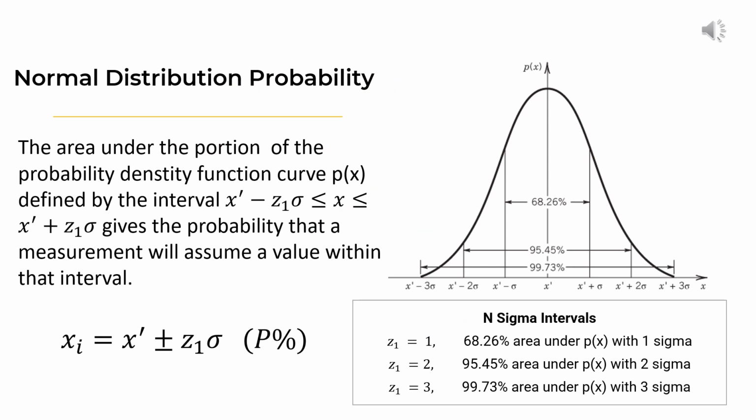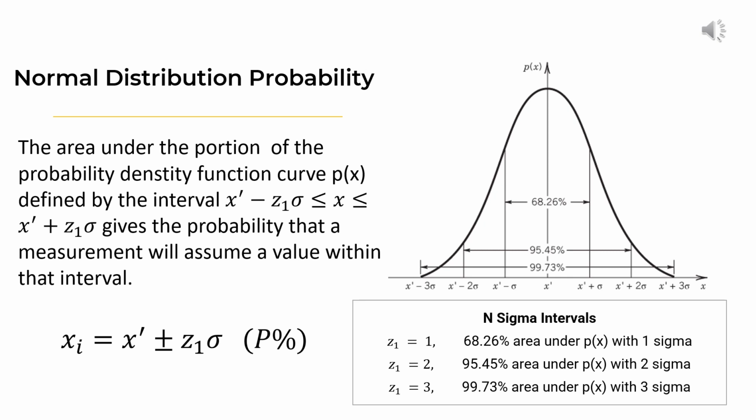The normal distribution parameters, mean and standard deviation, are associated with the probability of a population. The area under the portion of the probability density curve p(x), defined by the interval x prime minus z1 sigma is less than or equal to x is less than or equal to x prime plus z1 sigma, gives the probability that a measurement will assume a value within the interval.